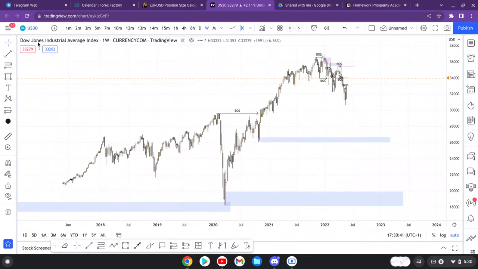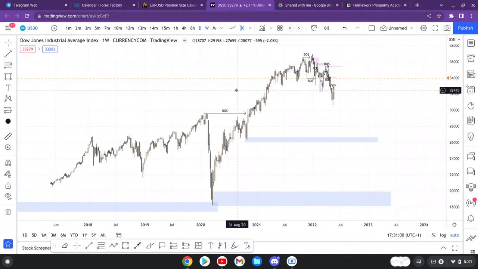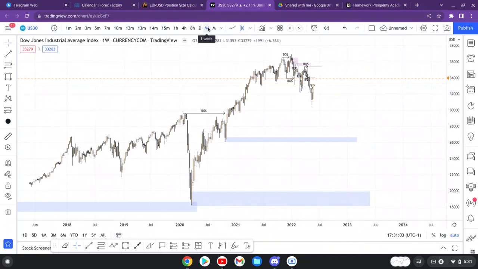I'm on Dow Jones, however you say it, US 30, which is simply, for those of you that don't know, the top 30 performing stocks from the US economy, right? And as I've mentioned before in a previous video, the higher time frames always trump the lower time frames. The higher time frames build the narrative. They really tell you what's going on. So you want to look at the higher time frames.